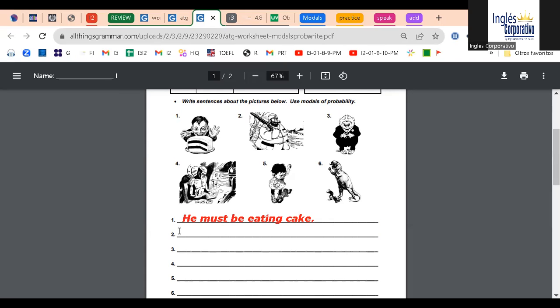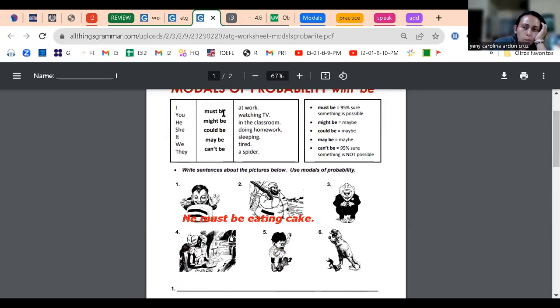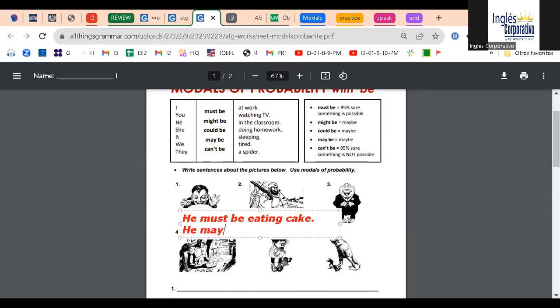Number two, what do you think? I think I saw that guy in a cartoon. Any idea? He may go to hunting. Can you repeat your example? He may go to, hunter, hunting. Okay, hunting. In this case, we're using these modals of probability with be. He may be hunting. Okay, let's see another one.